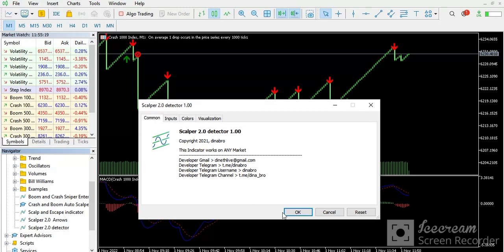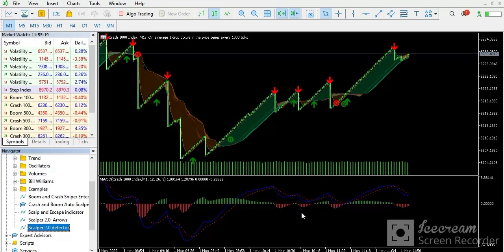Once you get the indicator from me, I will send you the files. All you do is just install it on your chart and add it as I'm doing now. Just add it like that, and that is simple.